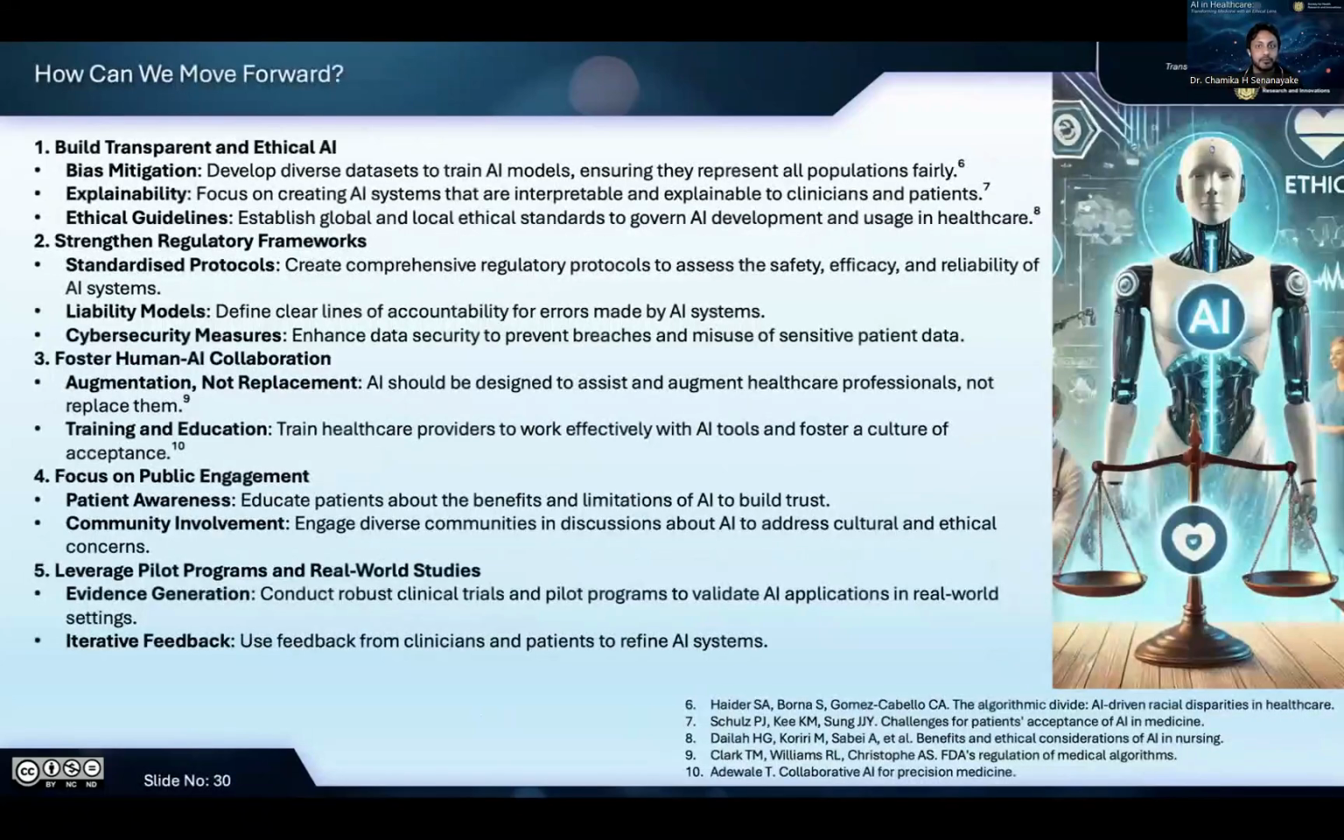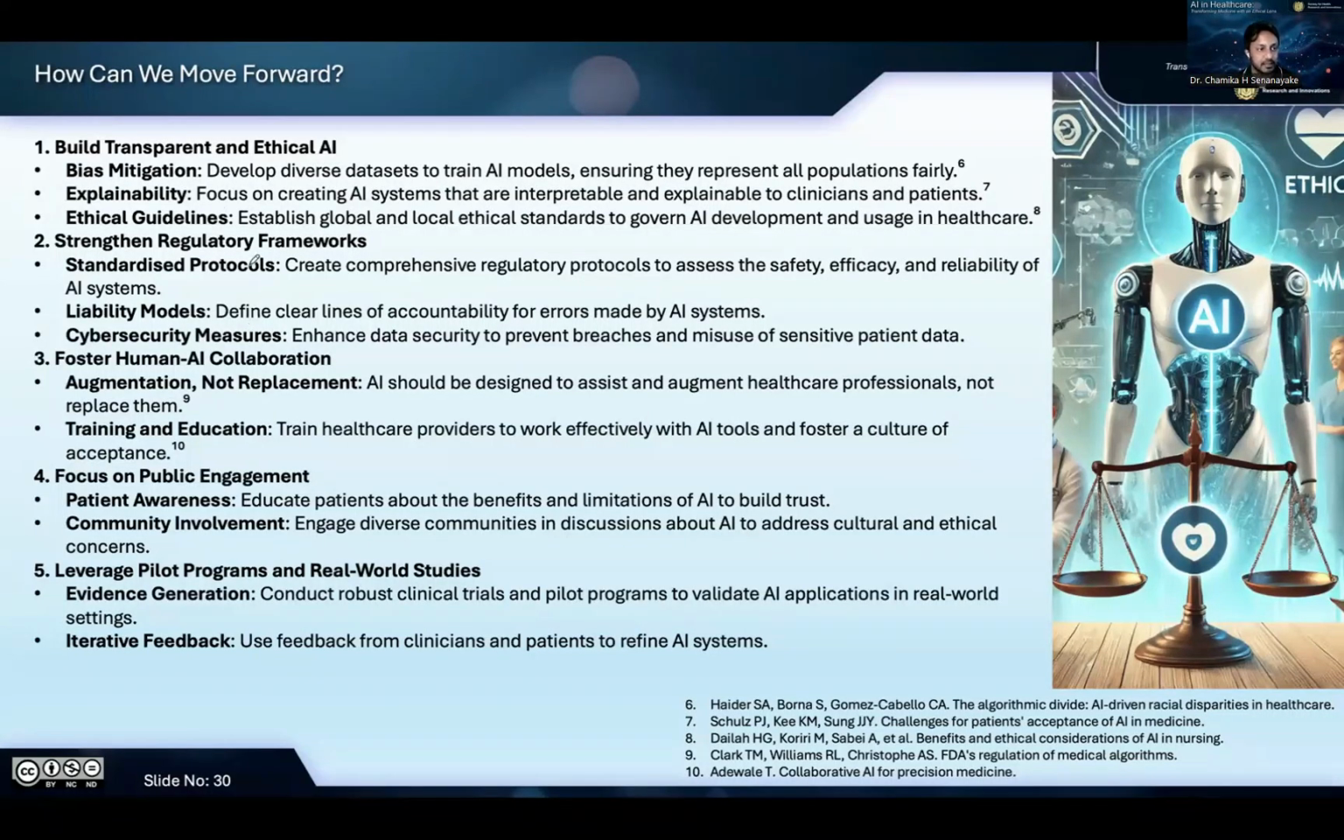So, how can we move forward? We should build transparency and ethical AI, such as using bias mitigation, like developing datasets for training AI models, ensuring they represent all the population fairly. And whatever the AI, I think it should be explainable. There are a lot of online courses by Harvard Business, and I think they are coming up with courses specifically on explainable AI. That's another buzzword these days.